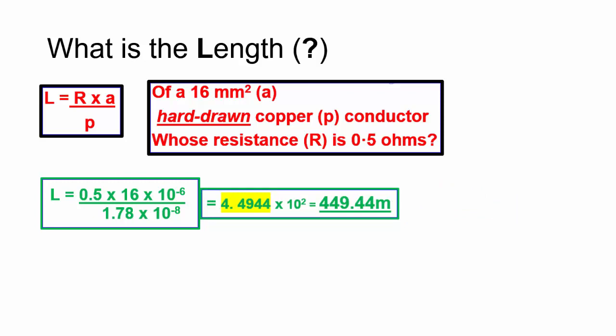So we have 0.5 multiplied by 16 divided by 1.78, and that gives us 4.4944. We now reintroduce the indices, which is 10 to the 2, and the decimal point moves in the positive direction 2 places. So 4 point now becomes 449.44.